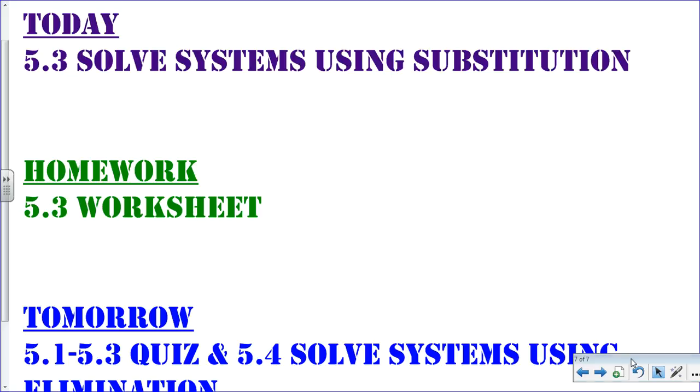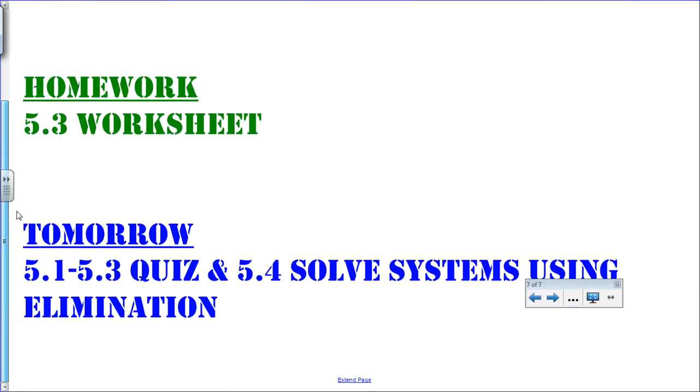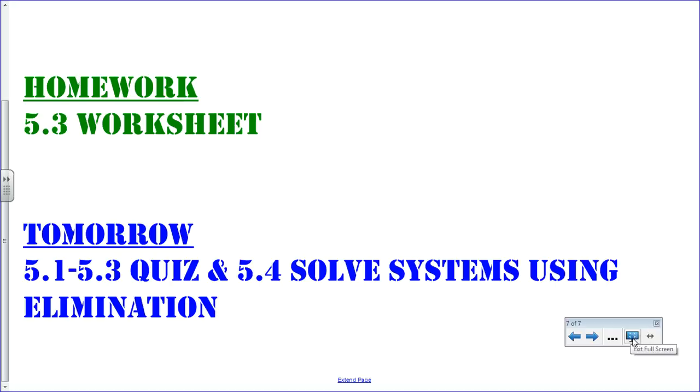Just kind of as a summary here, today we did solving systems using substitution. This is the second day doing that. You have another worksheet for 5.3. Tomorrow you are going to have a 5.1 through 5.3 quiz, and then we're going to start using elimination. And actually, I think we're just going to focus on 5.3 on the quiz tomorrow instead of the graphing as well. Make sure you have your Chromebooks with you and charged because you will be taking the quiz on Canvas. If you have any questions, let us know. We'll help you out.